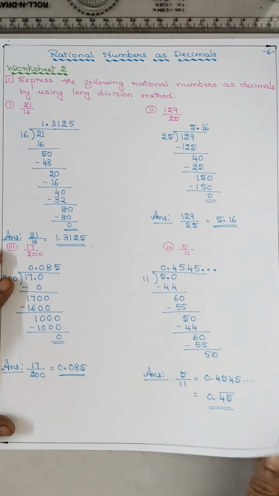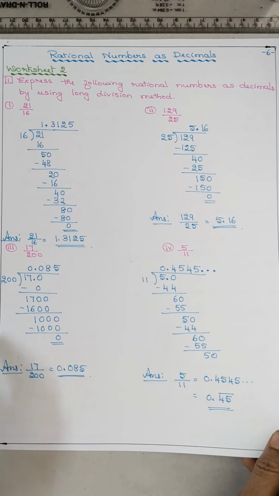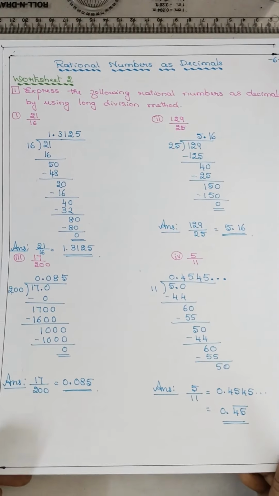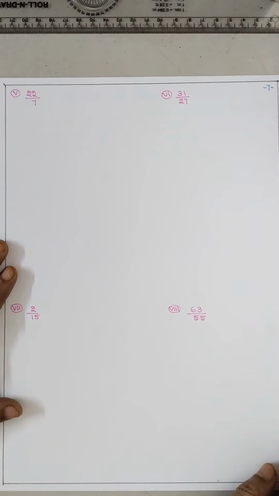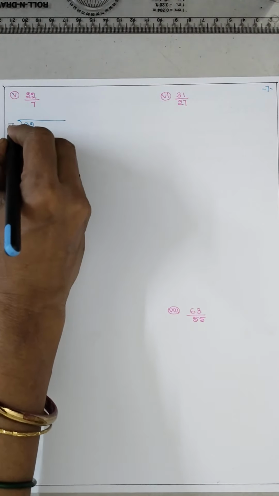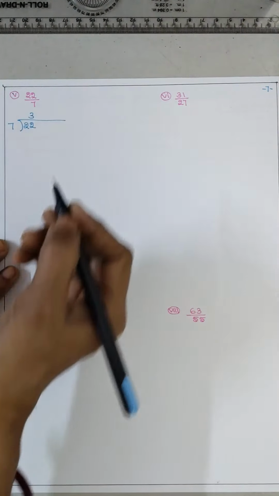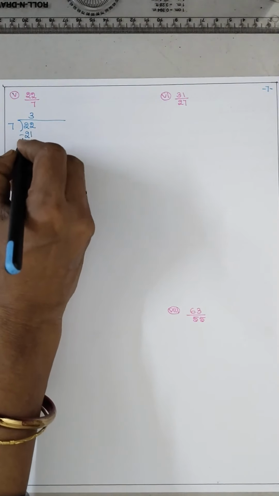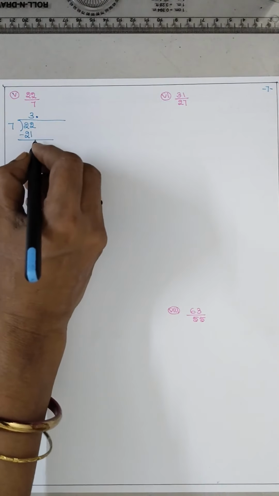Hope you understood these 4 sums. Long division method. Some are terminating decimals where the remainder is 0. Here it is non-terminating because it goes on continuing. Isn't it? Now coming to the fifth sum, 22 by 7. So 22 divided by 7. 7 how much are? 7 3s are 21. Immediately decimal point. 2 minus 1.